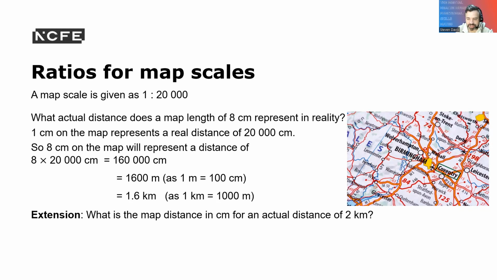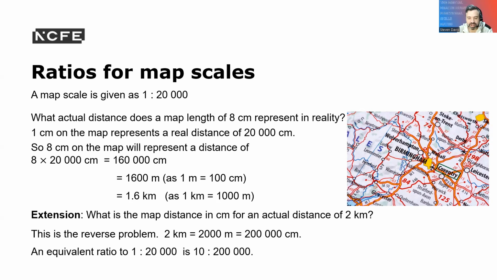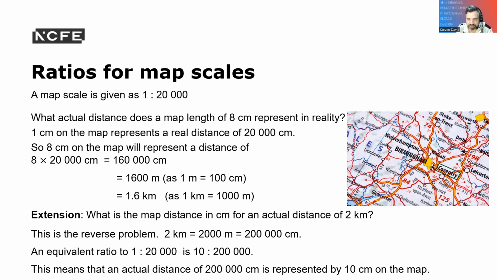So what is the map's distance in centimeters for an actual distance of 2 kilometers? So this is a reverse problem. We do 2 kilometers equals 2,000 meters equals 200,000 centimeters. An equal ratio of 1 to 20,000 is 10 to 200,000. This means the actual distance of 200,000 centimeters is represented by 10 centimeters on the map.